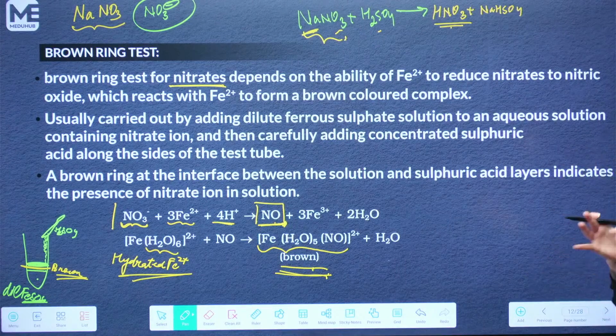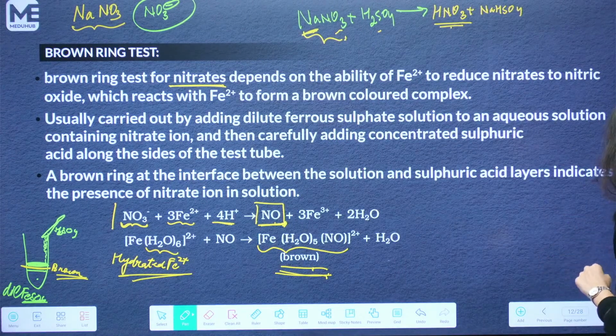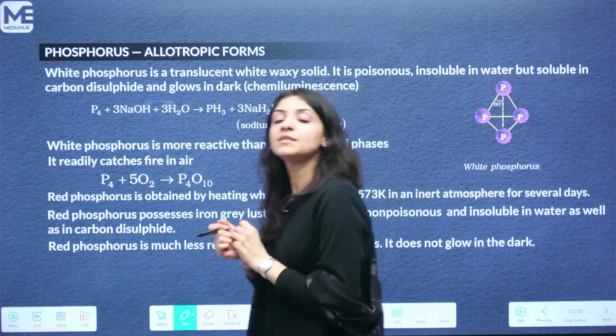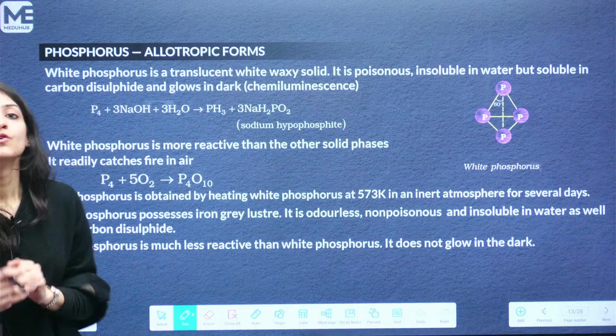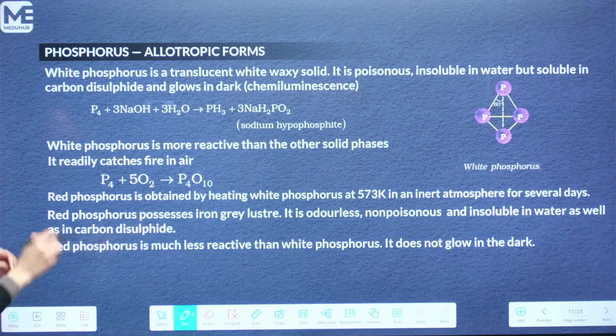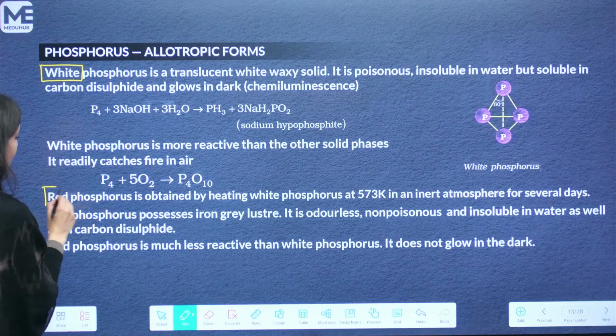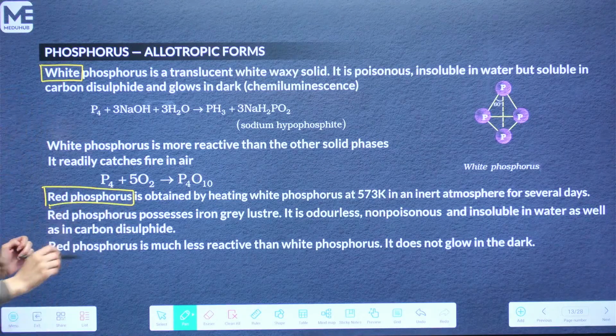अब नाइट्रोजन के सारे कंपाउंड्स खत्म हो गए. Now we will move on to phosphorus. Okay, so phosphorus is present in many allotropic forms. उसकी 3 मेन एलोट्रोपिक फॉर्म्स जो हमें पढ़ने हैं वो है वाइट फॉस्फोरस, रेड फॉस्फोरस एंड ब्लैक फॉस्फोरस.